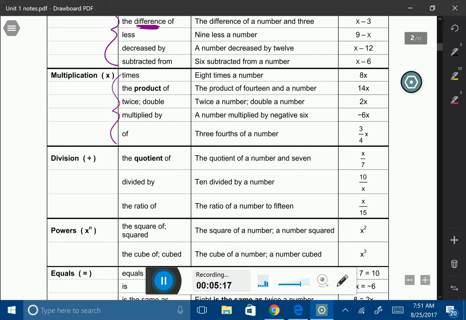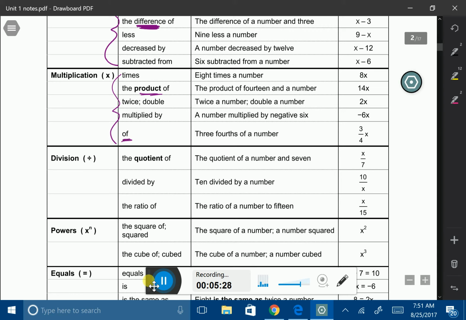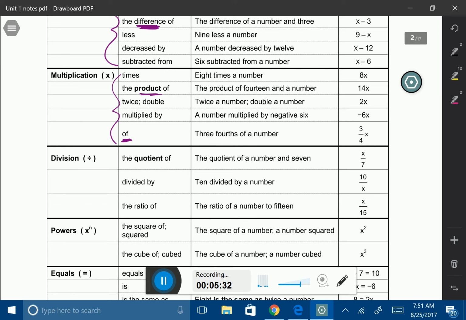We use times, the product. Product's a big one. Twice, double, triple, quadruple, and so forth. Multiplied by, and of. Of is definitely a tricky one. So 3 of 8 means multiplication.